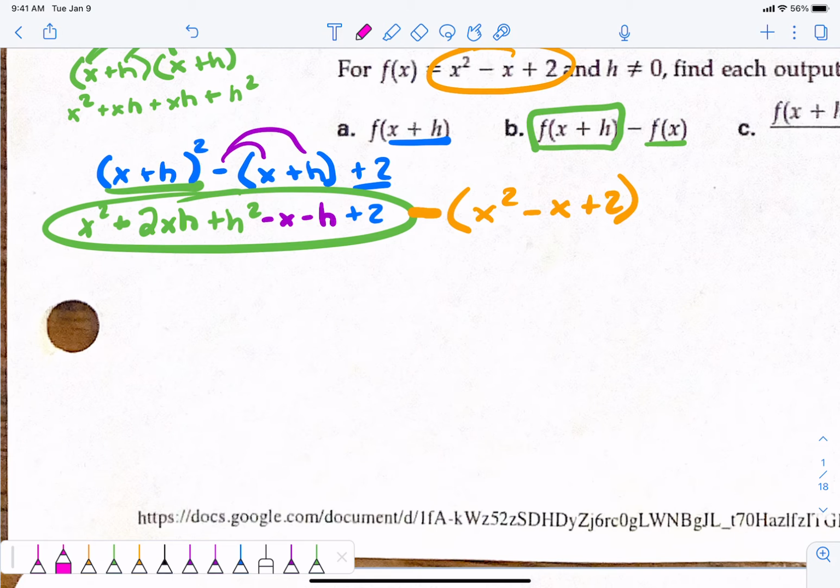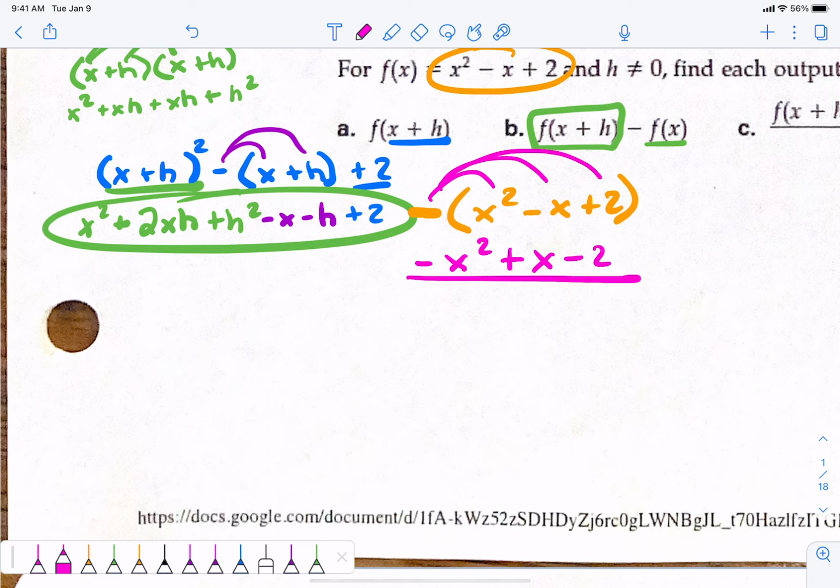Are we confused? I got it. We got it? Because f of x is that set part, so we're subtracting that. But the first thing we have to do is distribute the negative, right? So minus x squared plus x minus 2.